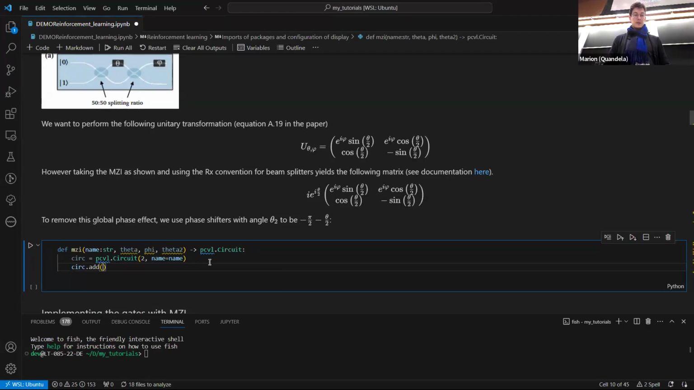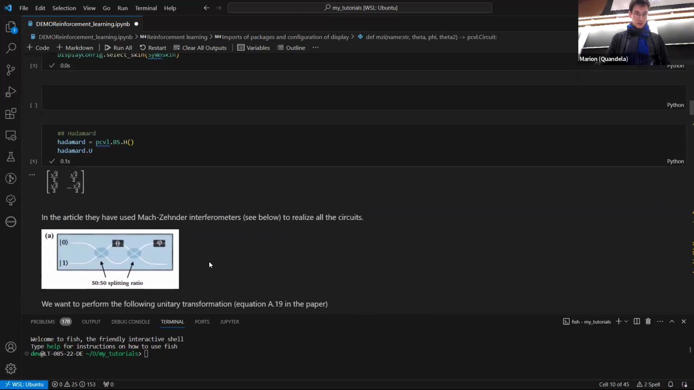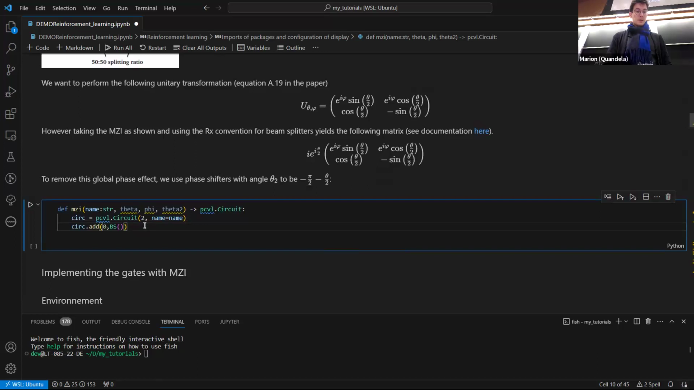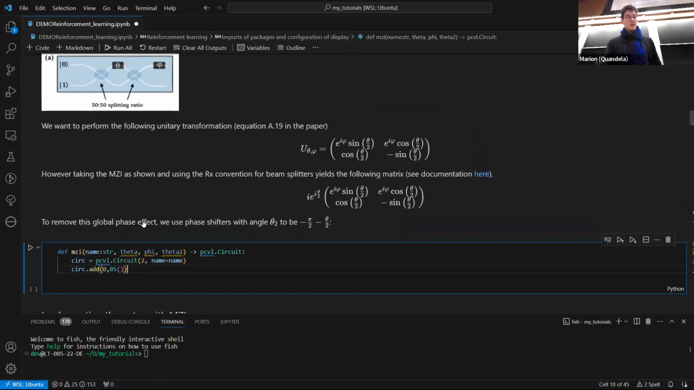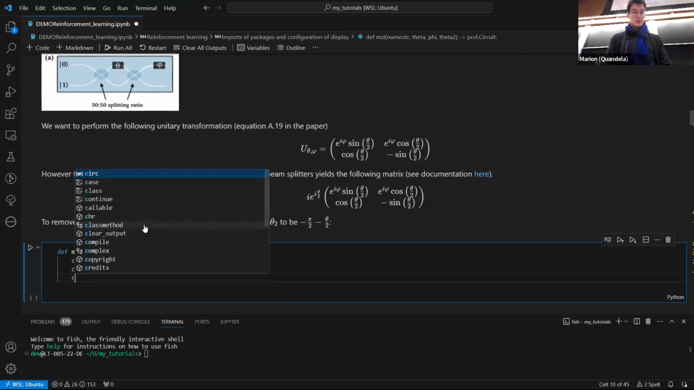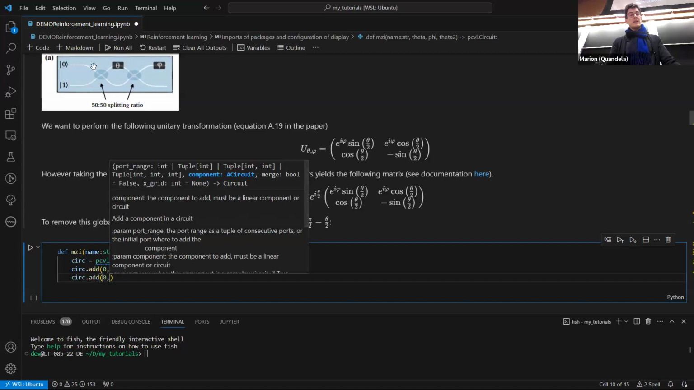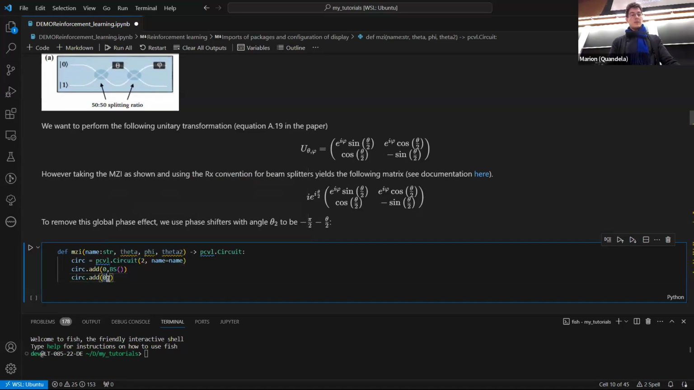So in my circuit, I will add a beam splitter. Did I import the beam splitter? Yeah, I imported it here, so okay. So I'm going to have a first beam splitter, then I'm going to have a phase shifter on the first mode. So the 0 is specifying the mode on which you apply the operation. So here you apply the beam splitter starting from mode 0, because it's a 2-mode transformation. The phase shifter is a 1-mode transformation.